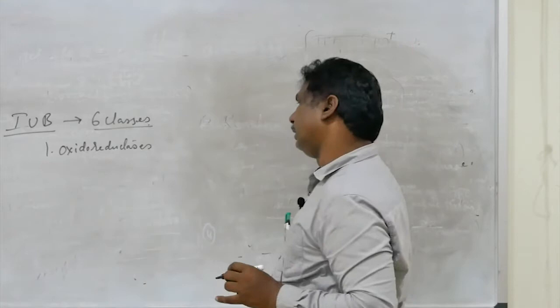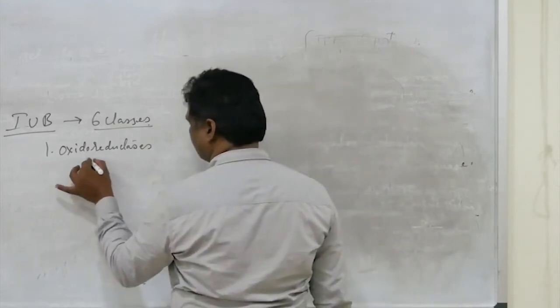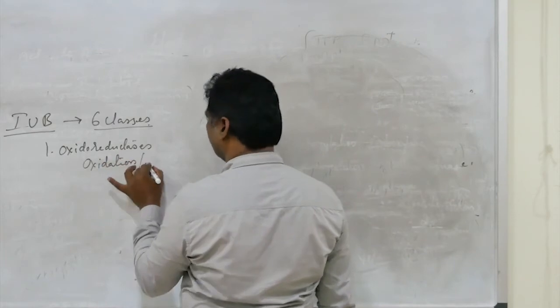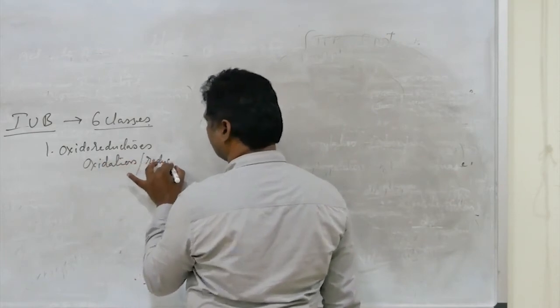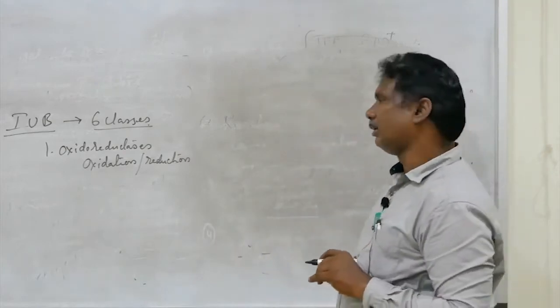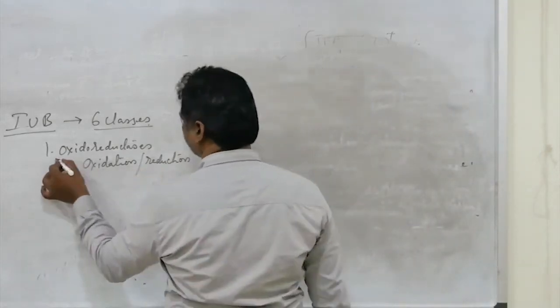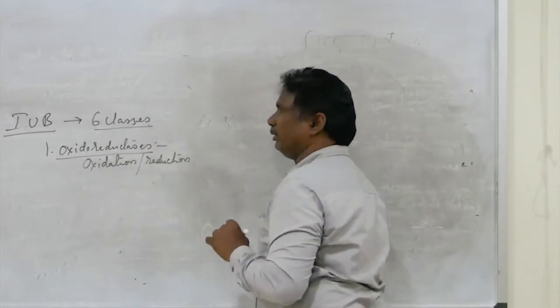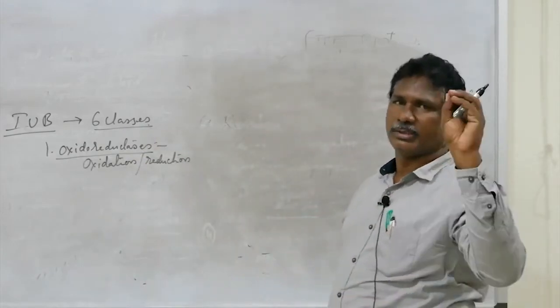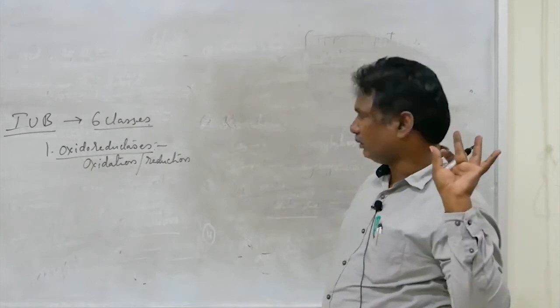Oxidoreductases. That means those enzymes which are involved in oxidation or reduction reactions. Those enzymes are called oxidoreductases: enzymes which are involved in oxidation and reduction.